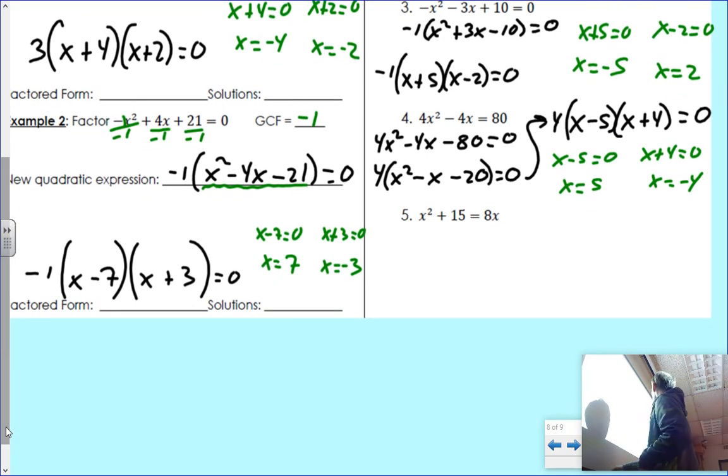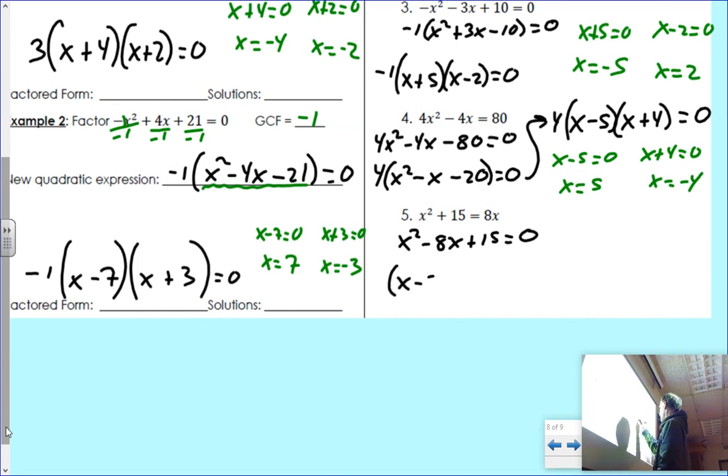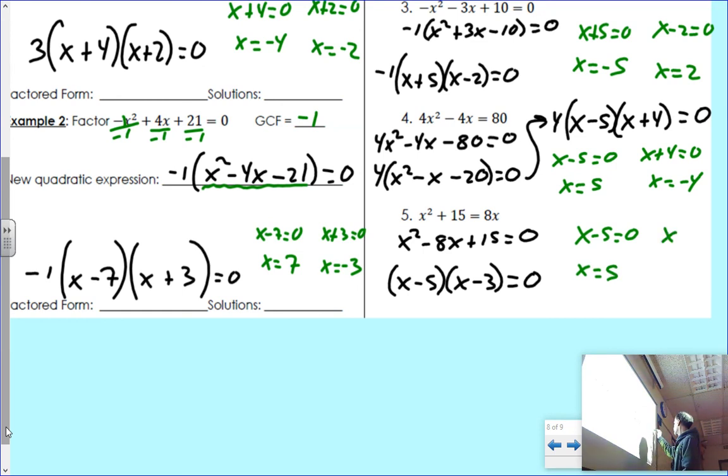And the last one, again, we've got to move the 8x, so subtract 8x from both sides. And then multiply to 15, add to be negative 8. So that's going to be negative 5 and negative 3. And your solutions will be positive 5 and positive 3.